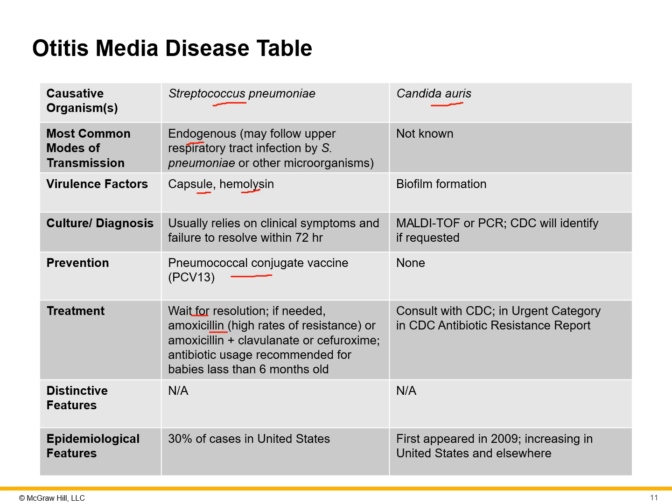And then again, for those that are less than 6 months, some different antibiotics are important. Now in the fungal case, again, this is biofilm formation of this fungal infection, and it is recommended to consult the CDC. It is one that is being watched due to antibiotic resistance, so it's an urgent category, and a CDC report is required for that.